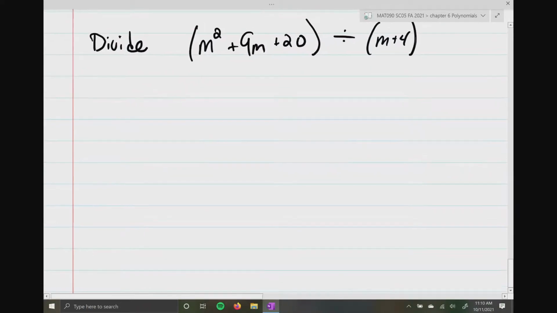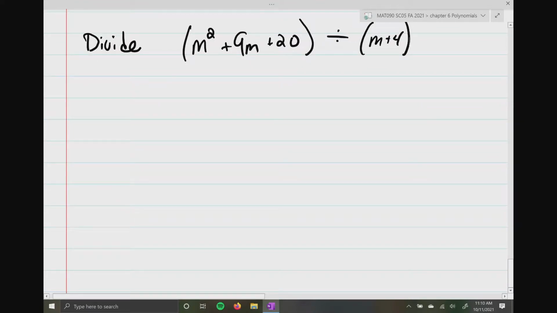So we're going to divide m to the second power plus 9m plus 20 divided by m plus 4. Remember, our second polynomial is a binomial, which means we need to use long division here. So I'm going to set it up first.